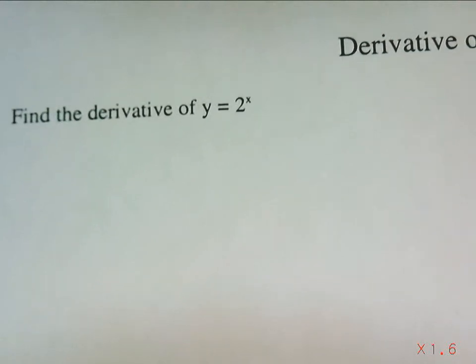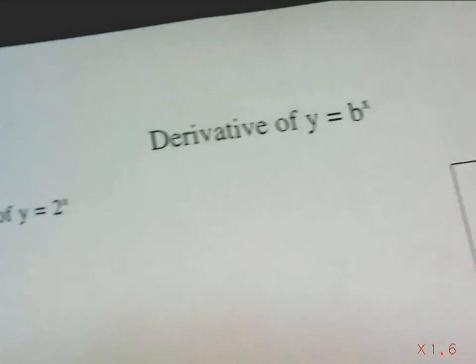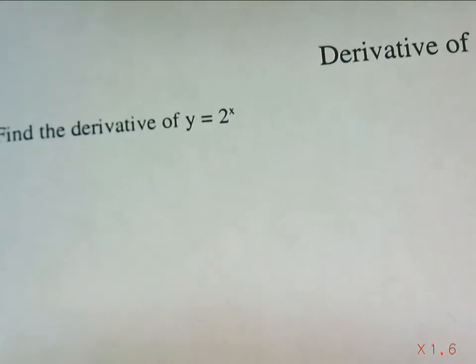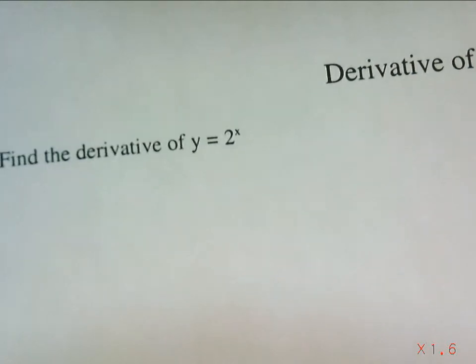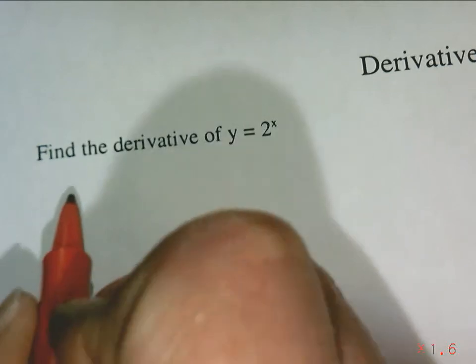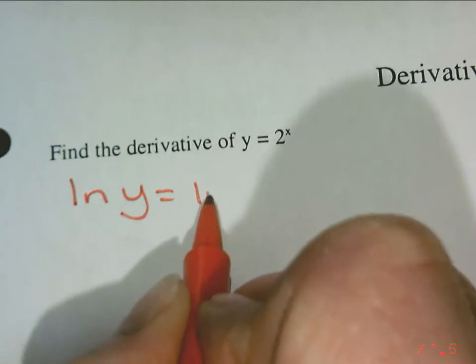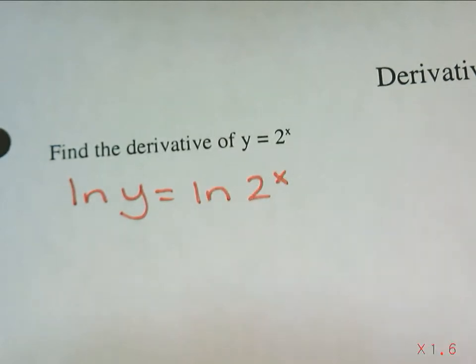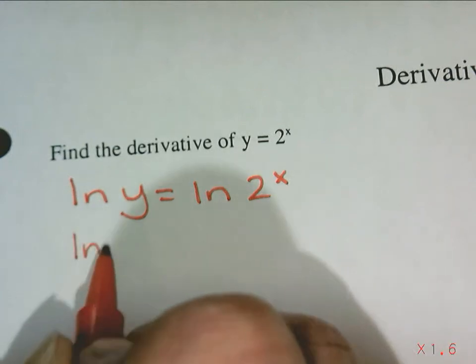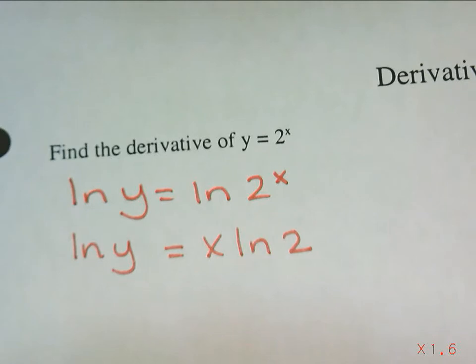Okay, so today we're going to look at the derivative of y equals b to the x. So let's take an example, say, y equals 2 to the x, and let's figure out what its derivative would be. We're going to take the ln of both sides. So I can rewrite this as ln y equals x ln 2, bringing the x down.